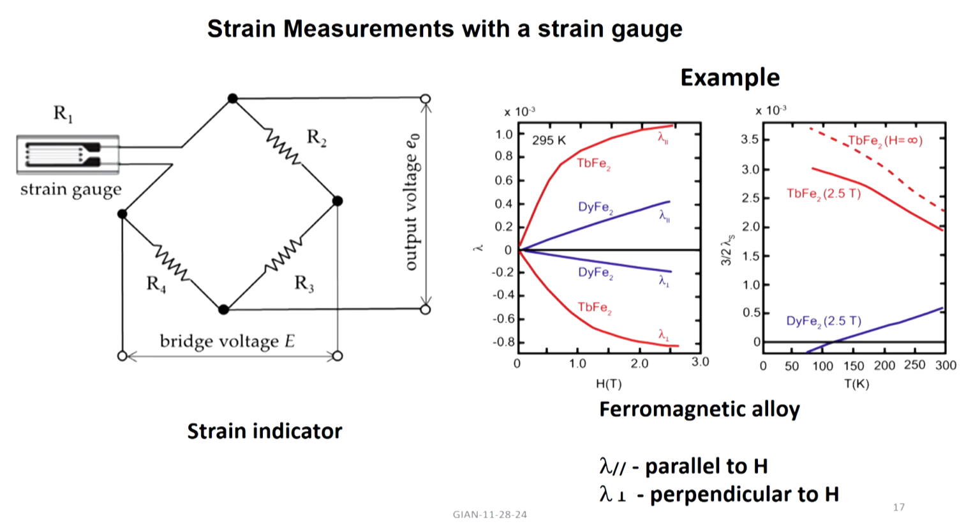You put the strain gauge on the sample. For parallel magnetostriction, you apply the field along the strain gauge direction. For perpendicular, you just apply the field perpendicular, that is all. You can also do lambda 11, 12 and 13. Okay.